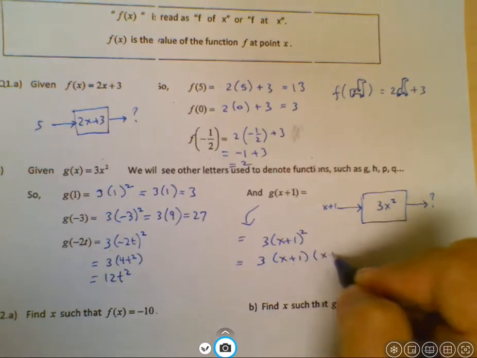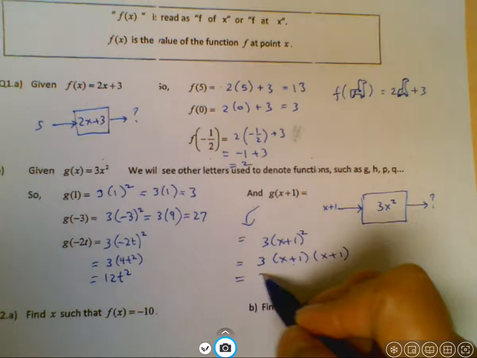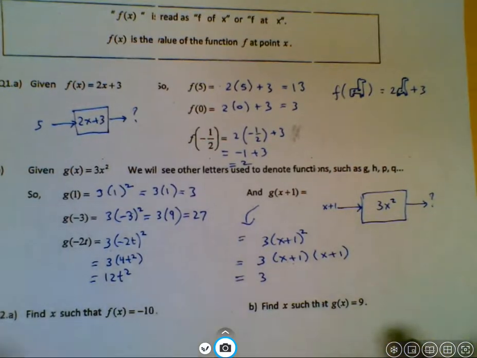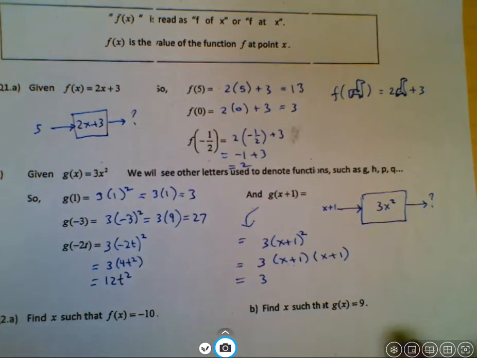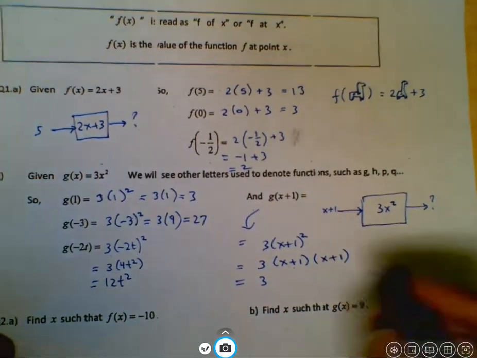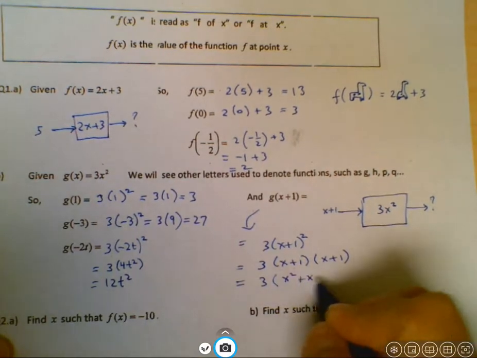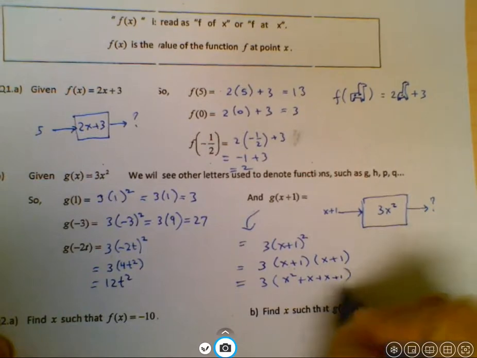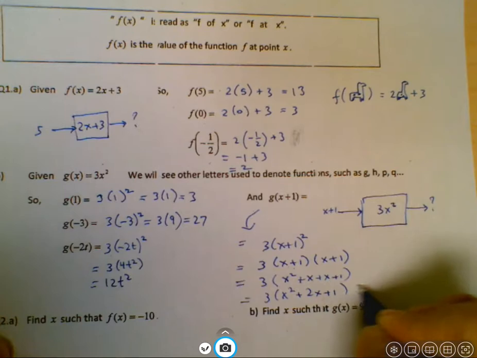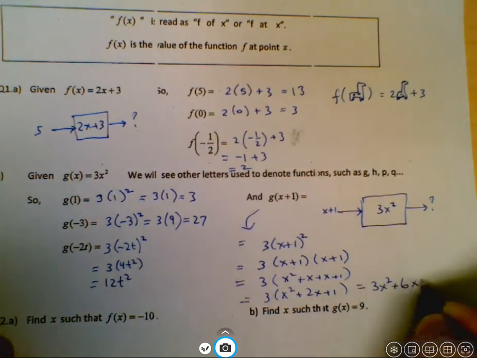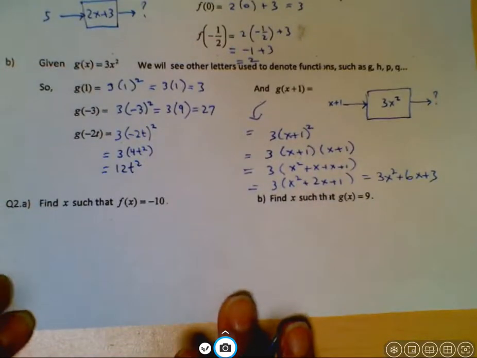So this x plus 1 squared is x plus 1 times x plus 1. Okay? You simplify it, you can use the area model from our previous video, you can use FOIL, you can use whatever method makes sense to you. So this will be x squared plus 2x plus 1, which is 3 times x squared plus 2x plus 1, which is 3x squared plus 6x plus 3. All right, so that's all it is. You put the input and you simplify.